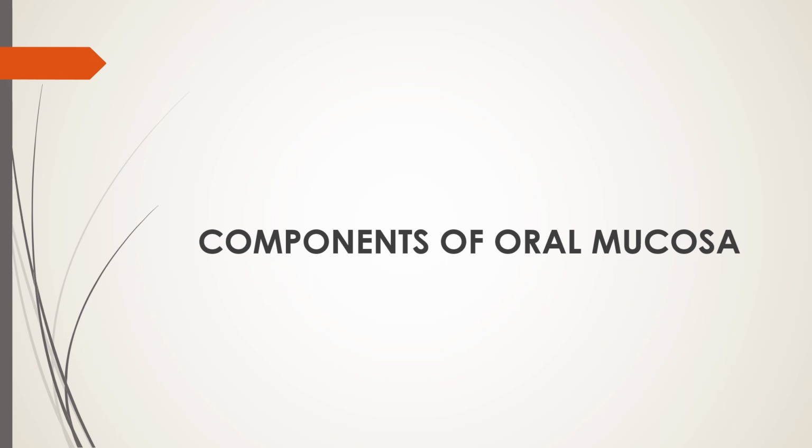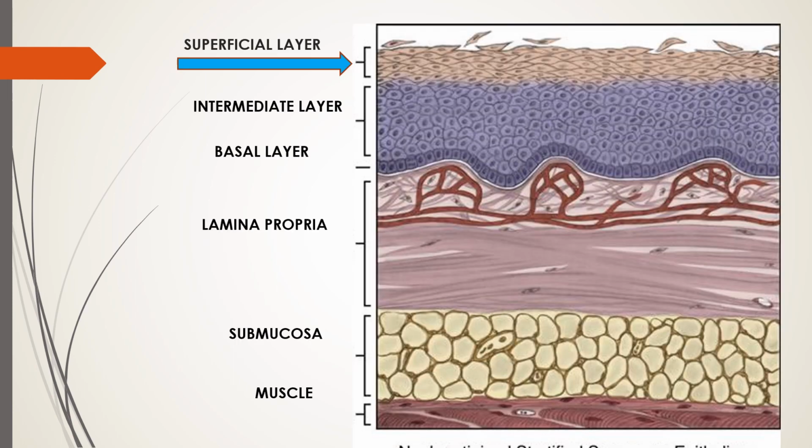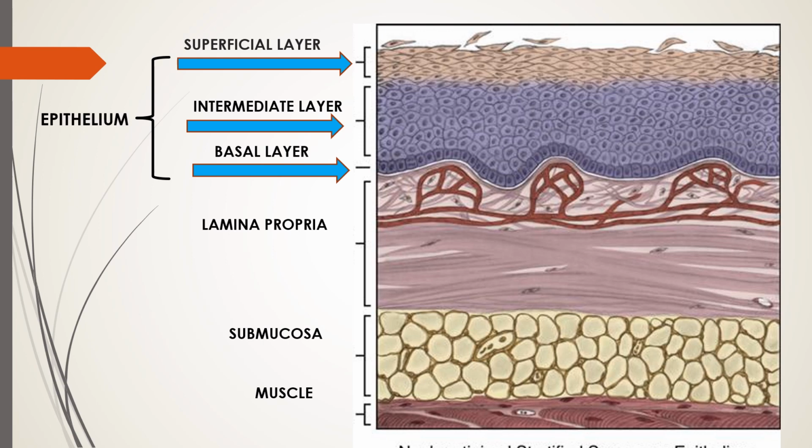The components of oral mucosa. Oral mucosa has different components. The first is the oral epithelium that is composed of the superficial layer. In the diagram you can see the superficial layer which is highlighted by the arrow. Beneath the superficial layer we have the intermediate layer, and beneath the intermediate layer we have the basal layer. All these three layers combine to form the oral epithelium.